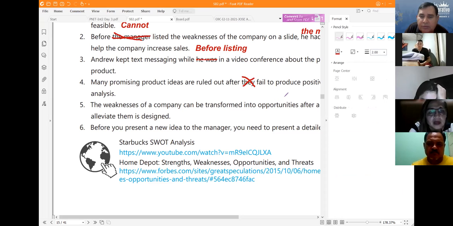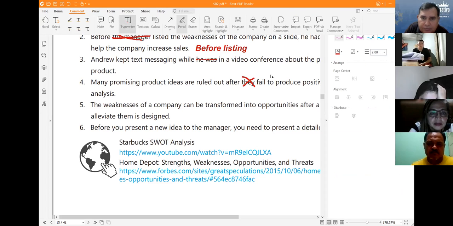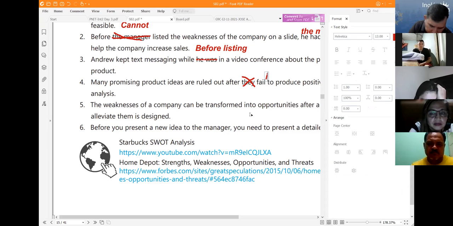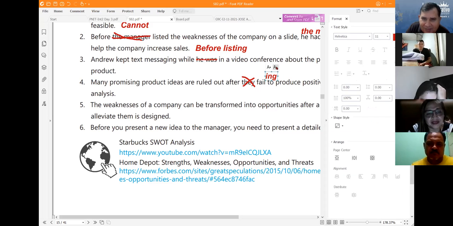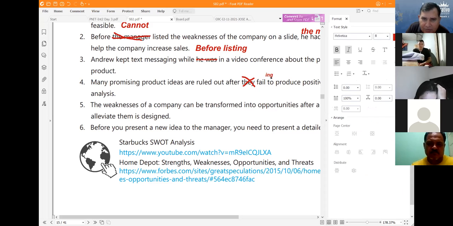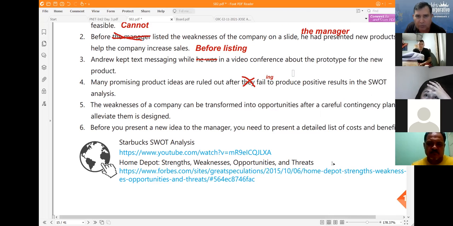What happens to the other one? ING. I'm going to make it smaller because it looks very big. All right, my friends. So what do we say? Many promising product ideas are ruled out after failing to produce positive results in the SWOT analysis. Failing, after failing to produce. Okay, number five.